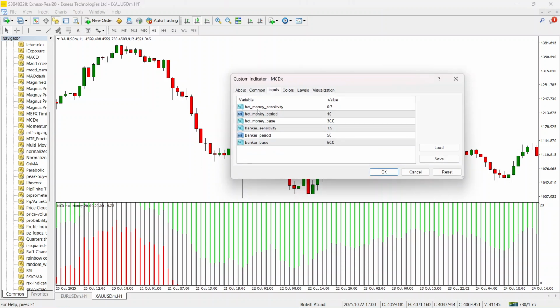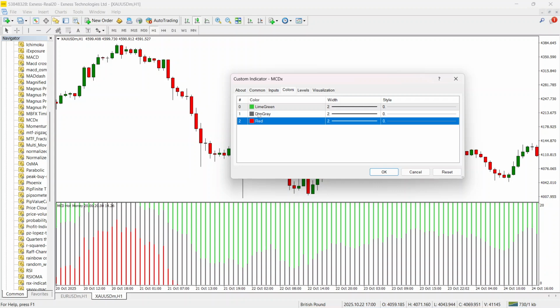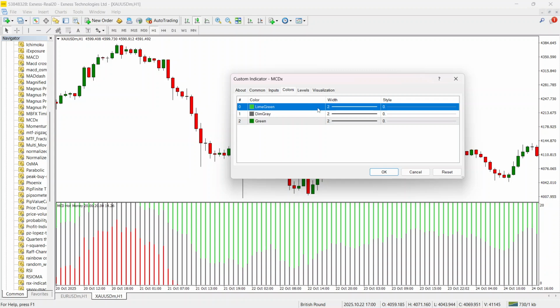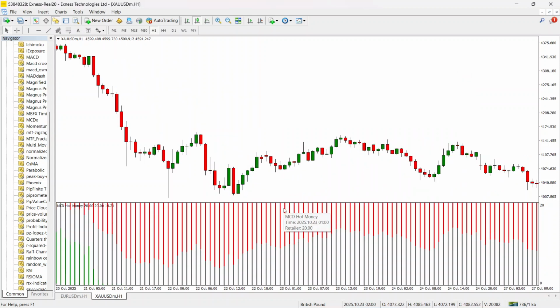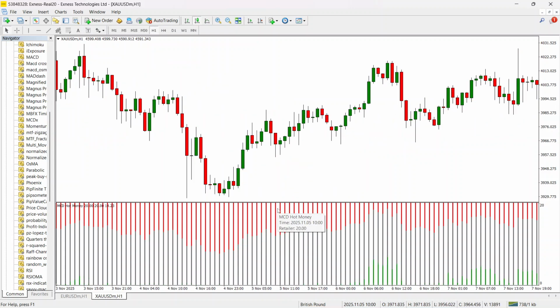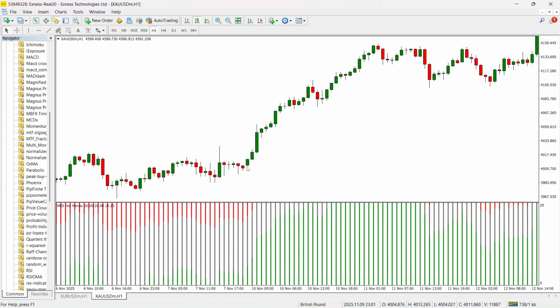You can adjust its settings such as hot money sensitivity, hot money period, hot money base, banker sensitivity, banker period, and banker base. And also adjust its colors so you can suit your trading needs, such as if you want your bullish to be green, you can change it here, and you want your bearish to be red, and it has been reversed. Now our bearish momentum is identified by red histogram bars, and our bullish momentum is identified by green bullish bars in the histogram.